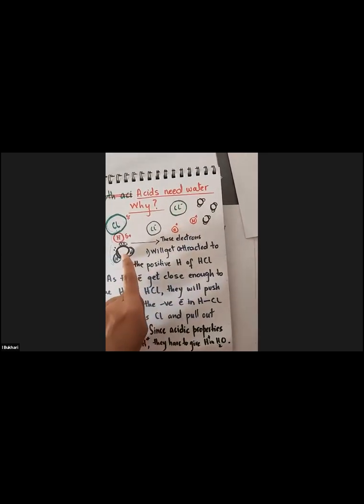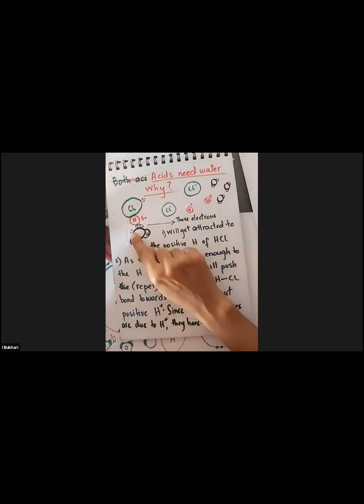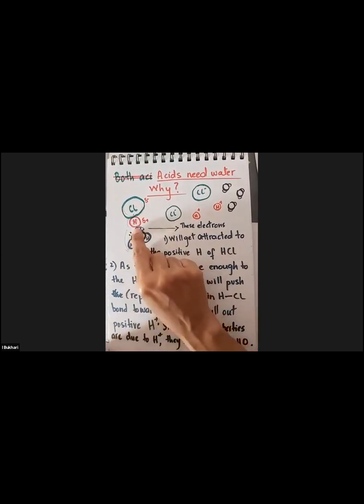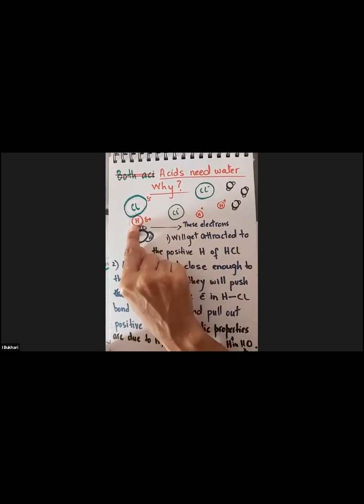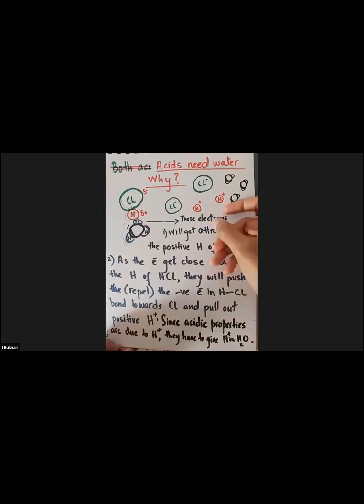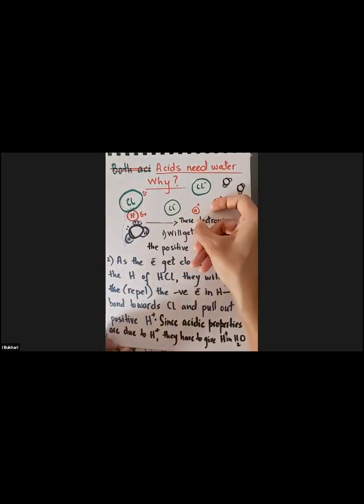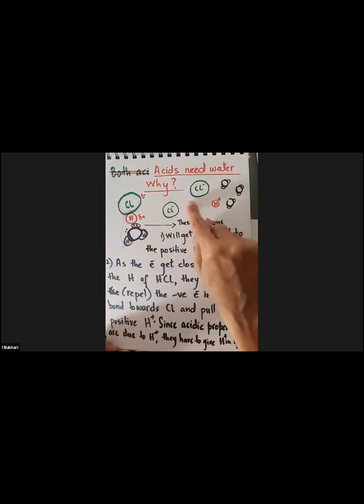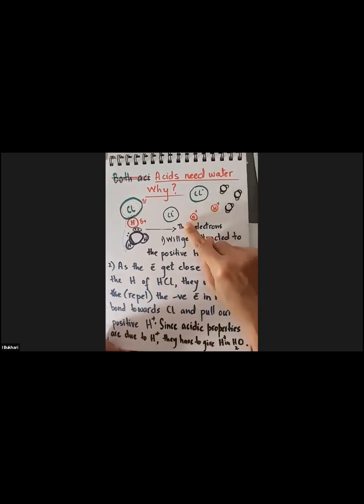Okay, after this basic concept, I have already explained to you that acids need water. Why? Now here you can see that the oxygen atom has these lone pairs of electrons hanging out, and they are the ones which get attracted towards the positively charged hydrogen, and therefore they pull the hydrogen out and separate these hydrogen ions from the chloride ions, and these hydrogen ions are then responsible for the acidic properties.